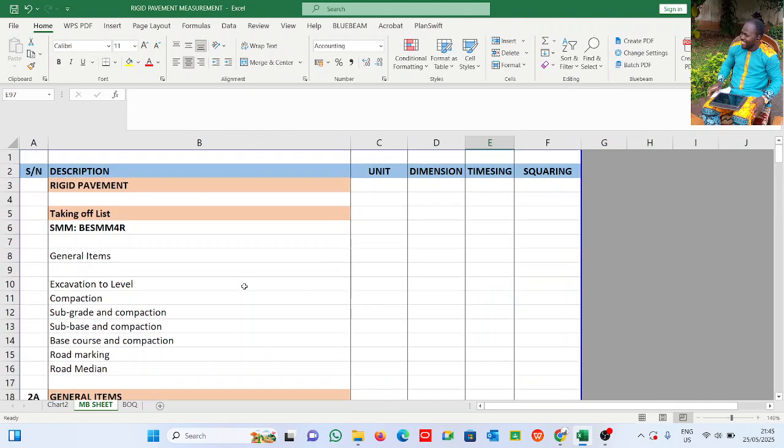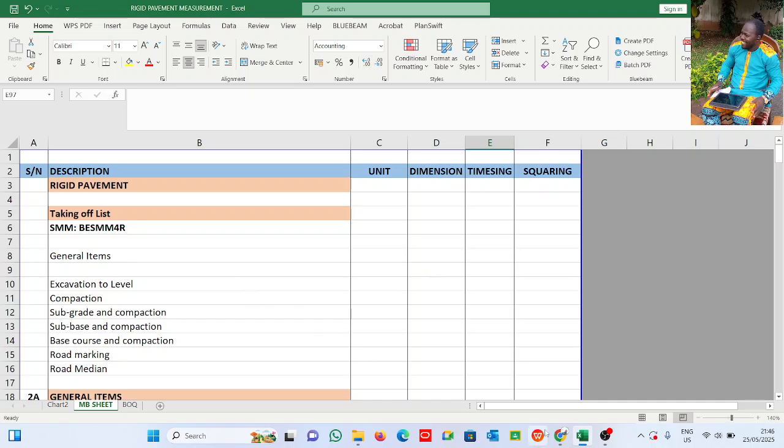In this tutorial, I'll be putting us through how to measure a rigid pavement. In the previous class, we talked about flexible pavement, that is, the roads with asphalt finish. Asphalt roads are called flexible pavements. Now we'll be looking at rigid pavement. Rigid pavements are pavements with concrete roads. Basically concrete roads. That's what we call rigid pavement.